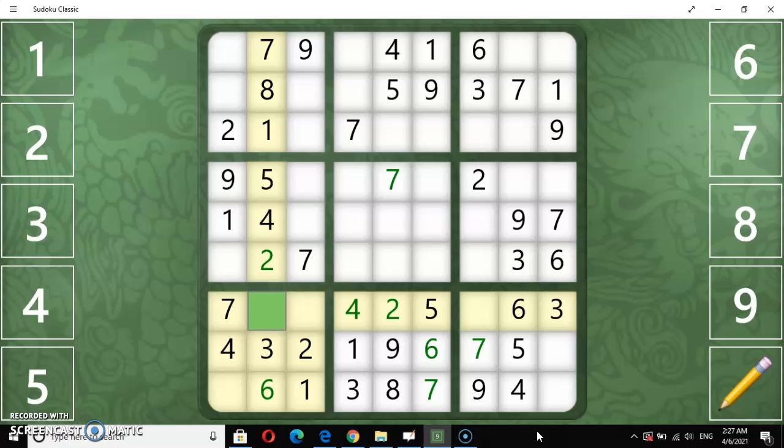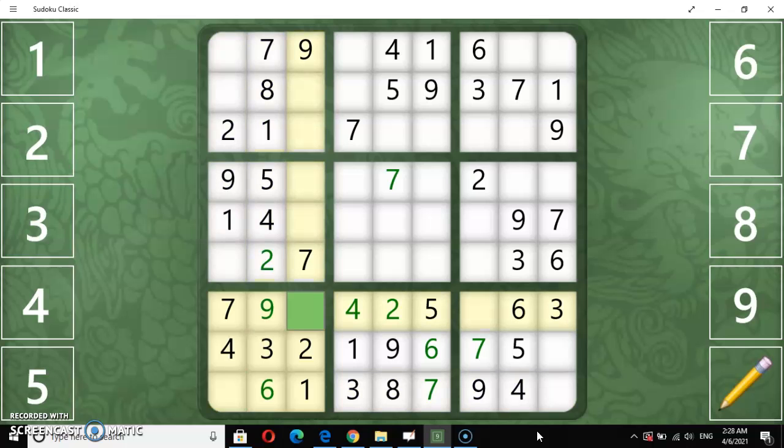So what is the remaining? 1, 2, 3, 4, 5. 1, 2, 3, 4, 5, 6, 7, 8. 9. I can write here 9. Okay. Then now we have 2 blocks here.